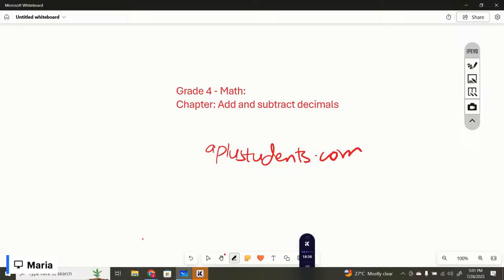You have to log in there using your email address and password as provided by the administrator. Then you have to select math from the subject tab. Scroll down to grade 4 math and then click on view all lessons. There you can find the list of the chapters. We're going to start with the chapter add and subtract decimals.